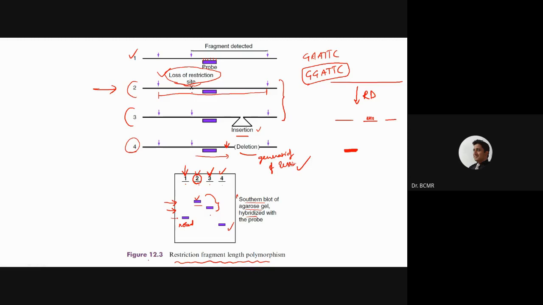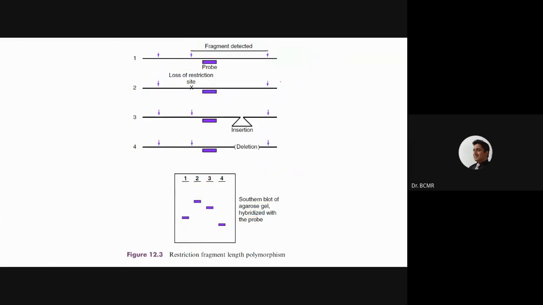So again, the technique name RFLP: restriction fragment. You're doing restriction digestion and fragment length. So from here to here, this is the restriction fragment that we are looking at, and we are seeing polymorphism, right? When you say polymorphism, it would mean that in some cases, this is assume normal.